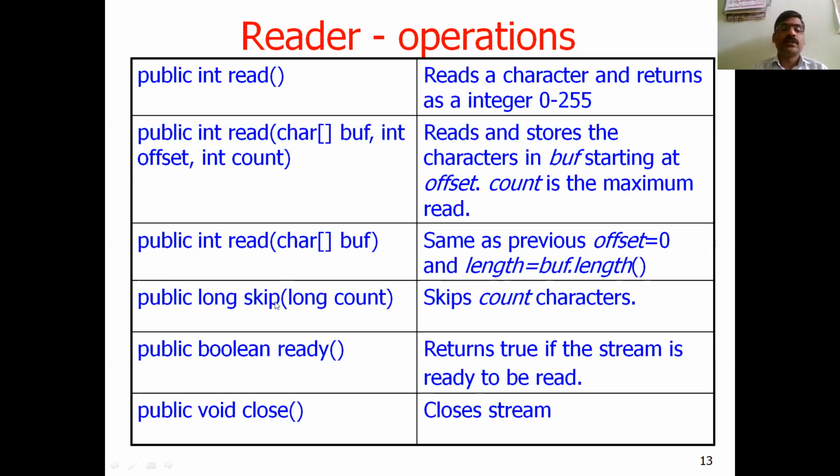Then skip is another method, which is used to skip the number of characters you want to skip from reading. Then we have the ready method, which returns a boolean value: it returns true if the stream is ready for reading. Then the close method, which is used for closing the stream.